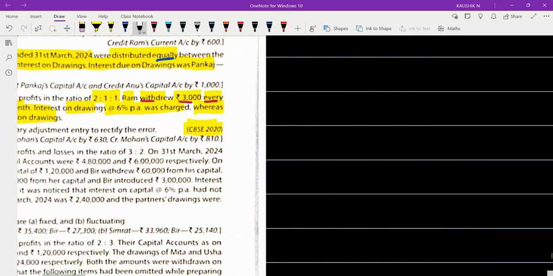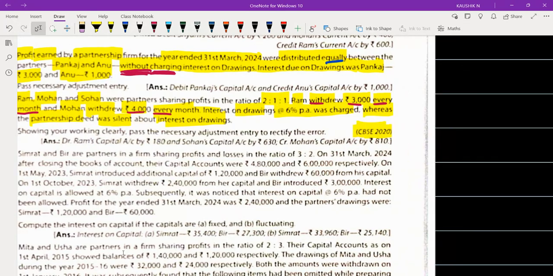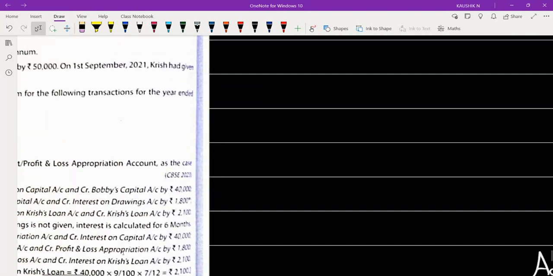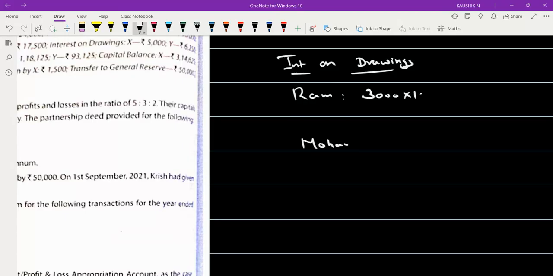Find out what is the amount of drawings done by each partner. So 3000 into 12, 4000 into 12. யார் யார் பண்ணிருக்காங்க? ராமும் மோகனும் பண்ணிருக்காங்க. Am I right? Ram and Mohan தானே பண்ணிருக்காங்க. So calculate their value. Okay. Interest on drawings. First ராமுக்கு, மோகனுக்கு. ராம் பண்ணது 3000 rupees every month. மோகன் பண்ணது 4000 every month. அப்போ இவரது withdrawal amount எவ்வளவு?